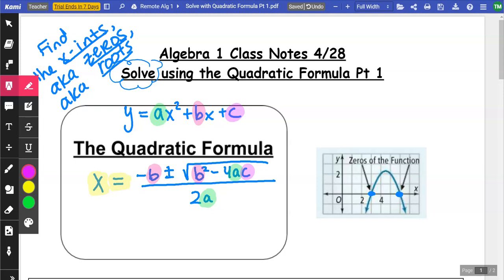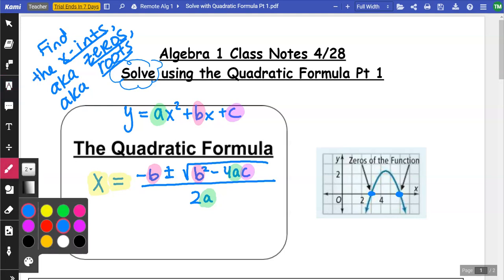Now, if you were in class with me in person, I would pause the lesson here and have you guys actually practice reading this formula out loud. So if you would just humor me and read this formula out loud with me, let's say it together. x equals negative b plus or minus the square root of b squared minus 4ac all over 2a.